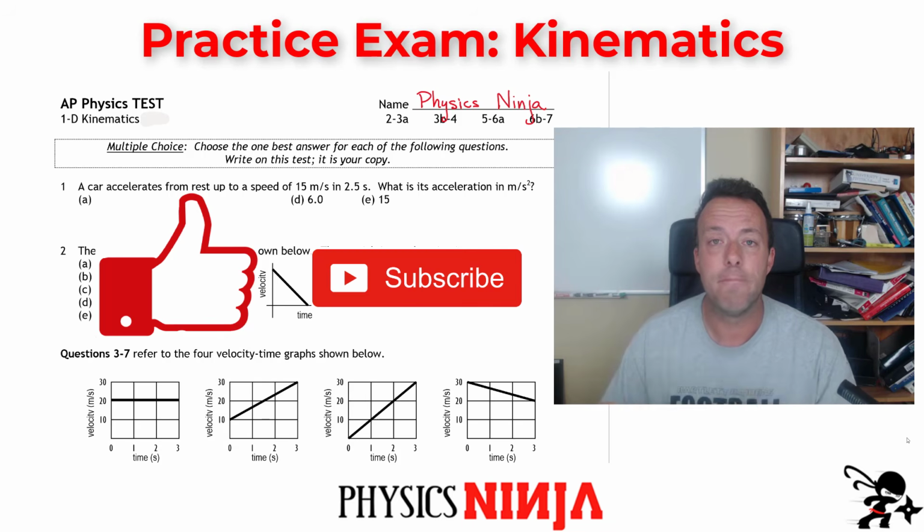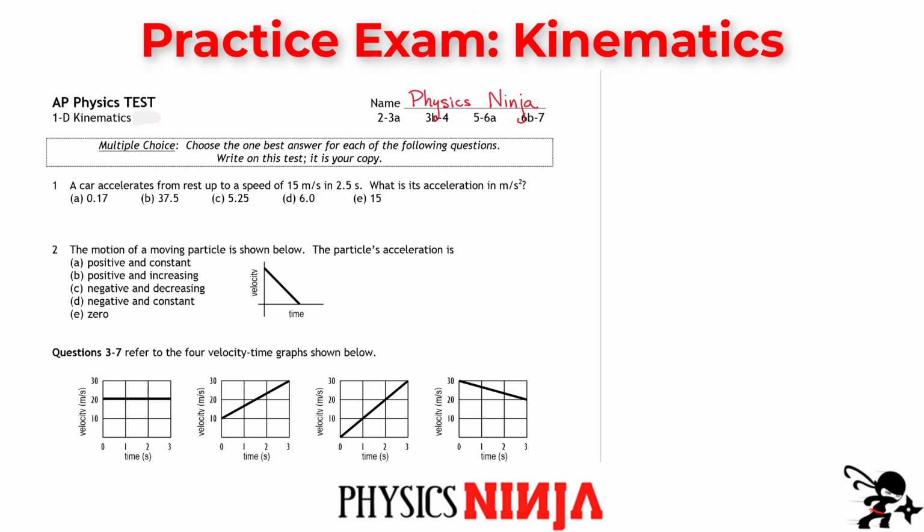Okay, let's get started. Problem one: a car accelerates from rest up to a speed of 15 meters per second in 2.5 seconds. What is the acceleration? So that's kind of a key word, right? You start from rest. We're going to start with the definition of acceleration. This is a calculation. You can see all the answers are numbers. It's the change of velocity over the change in time, right?